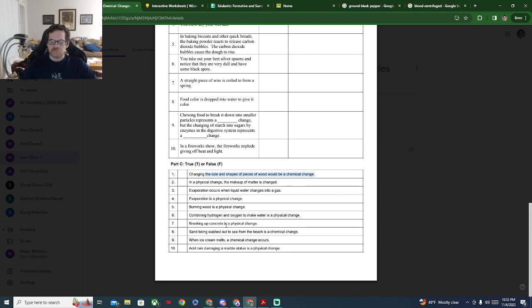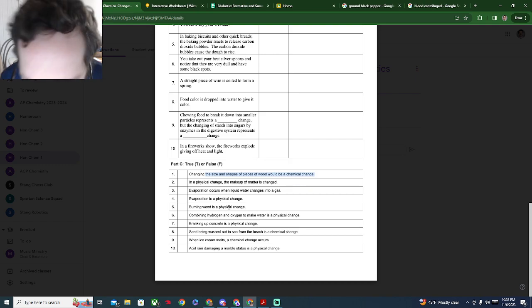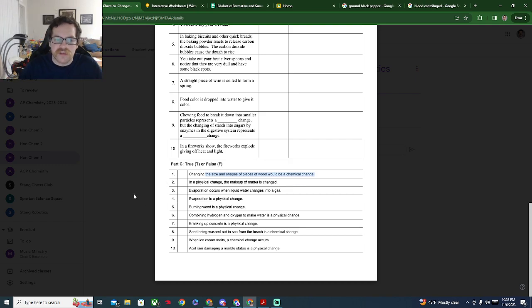Breaking up concrete, completely physical. Sand being washed out to sea from the beach, that's physical. When ice cream melts, a chemical change occurs. No, that is physical. Right, states of matter. Acid rain damaging a marble statue is a physical change. No, it is a chemical change due to them reacting with the acid.